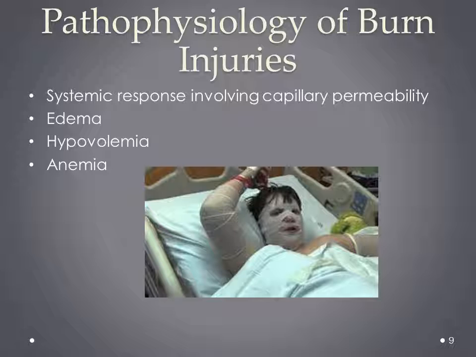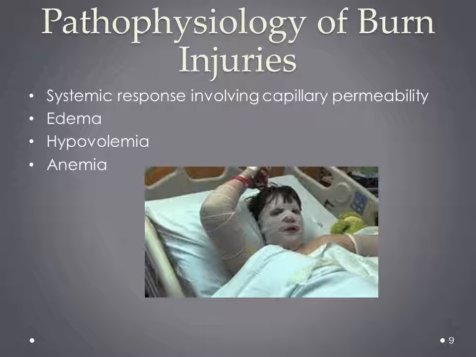We have to think about the pathophysiology of burn injuries. It is not just the burned skin. The body has a systemic response, and all the capillaries alter their permeability following a burn. So edema is an extremely huge issue in the immediate 24 to 48 hours following a burn. Because the capillary permeability changes, you have a fluid shift. Fluid shifts out of the capillaries and into the interstitial area.